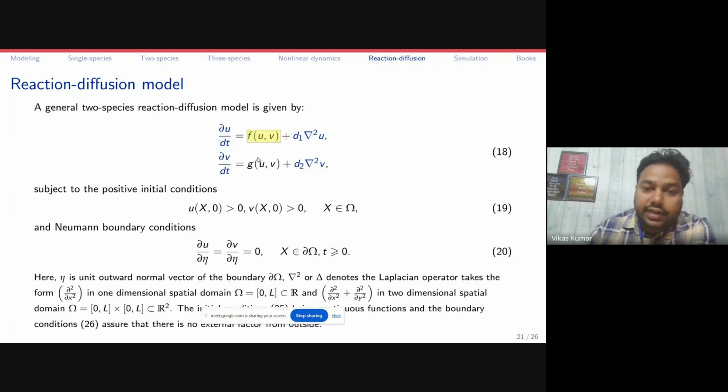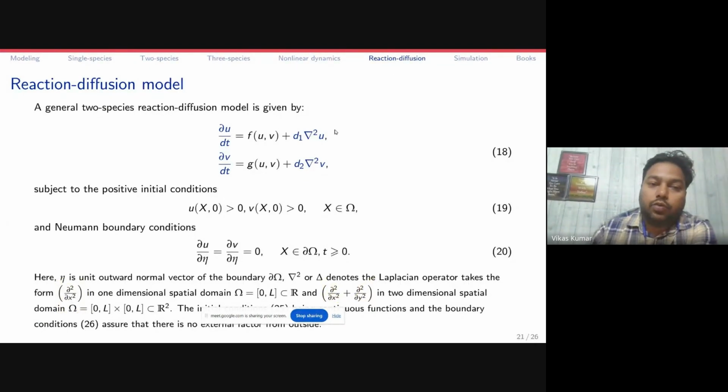The thing is that two things are changed here. First of all, the derivative is now partial. On the right side, you can see this term. This is a Laplacian operator, and this Laplacian operator could be like this in one dimension and could be like this in two dimensions.